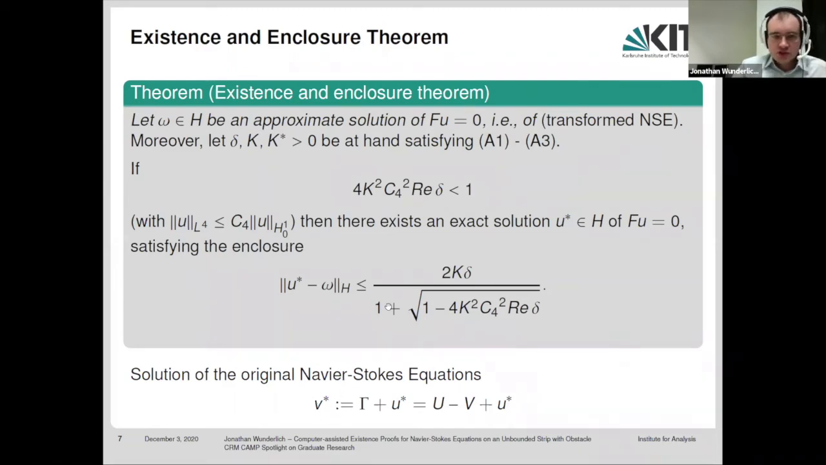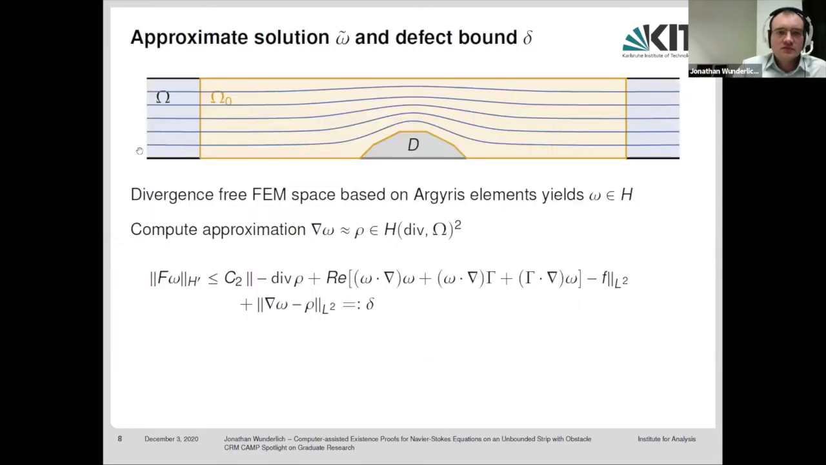And let me now just go into some details about the approximation and the defect bound. Since omega has to be an element in our space H, we need divergence-free finite elements which guarantee that our approximate solution is exactly divergence-free, and therefore we use a divergence-free finite element space based on Argyris elements. And moreover, we compute the defect bound delta with the same techniques presented by Michael Plum in his talk, so I don't want to go into further details here. These are the same techniques.